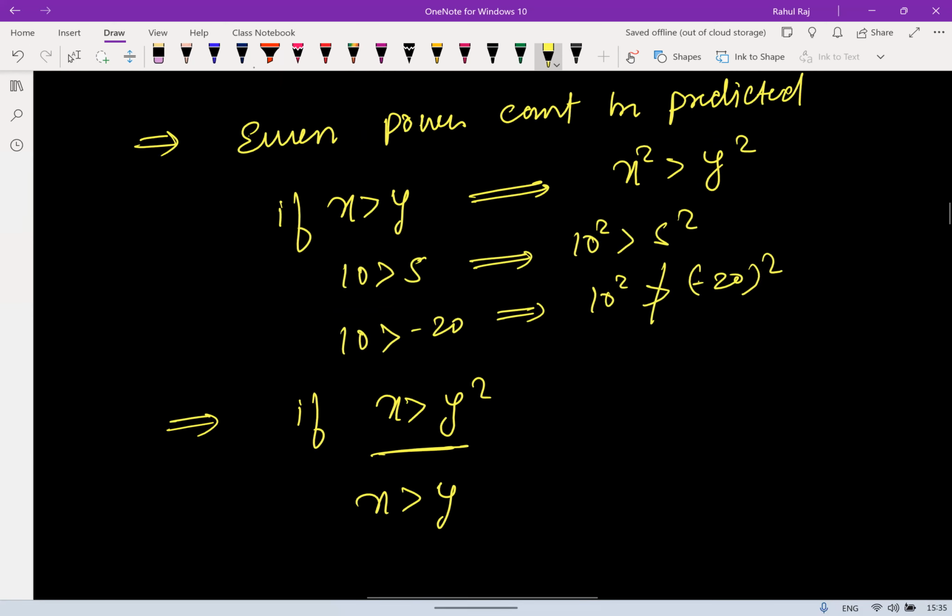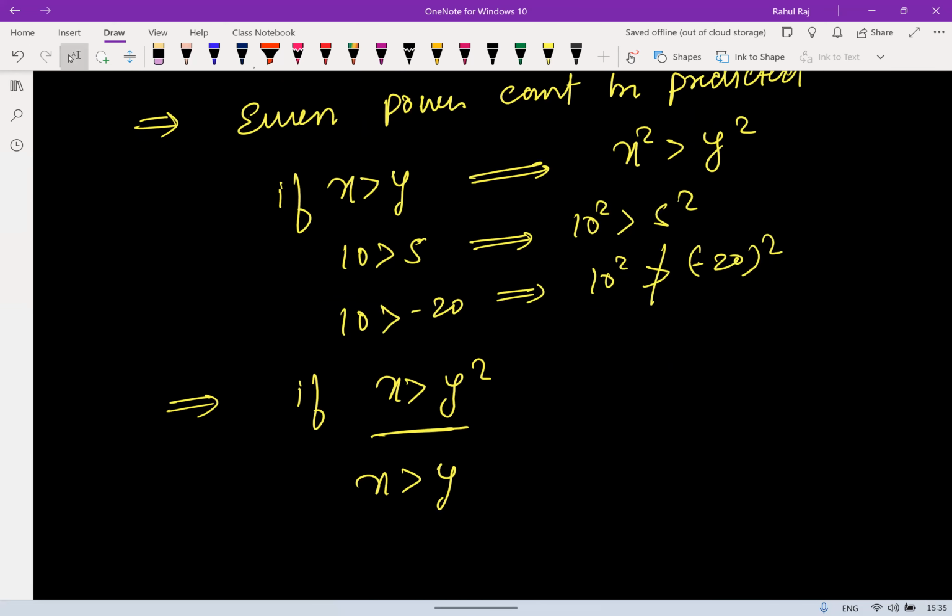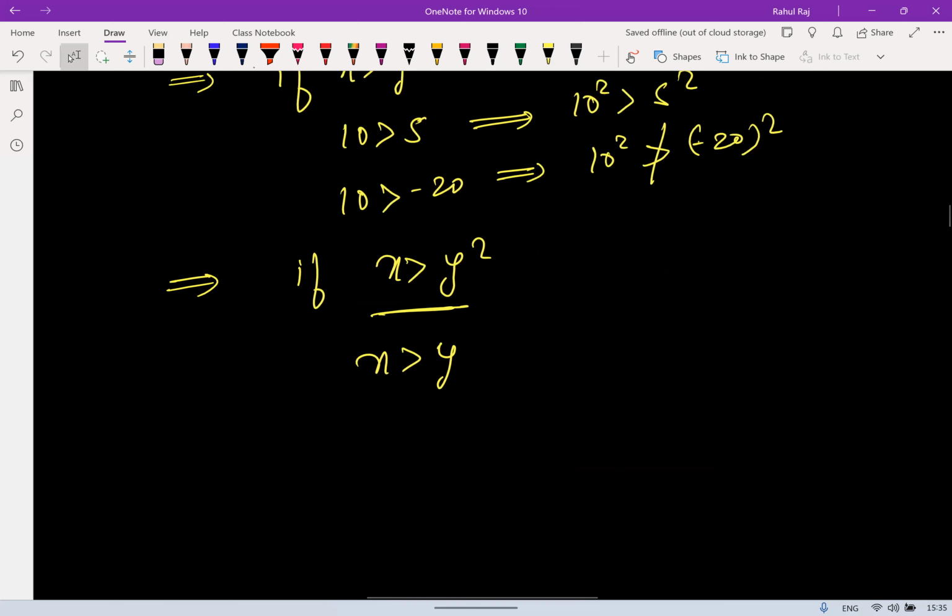Because I've made some very harsh statement right now that even powers cannot be predicted. So in none of the cases it will ever be predicted for sure. It's not that I can take just one situation I've taken for you, x is greater than y, x square will be greater than y square or not. That's not the case. Any even power should not be predicted. Simple logic. So if I say x is greater than y square, I can for sure say x is either greater than y or x is less than y.